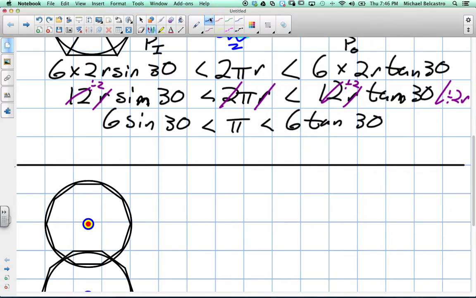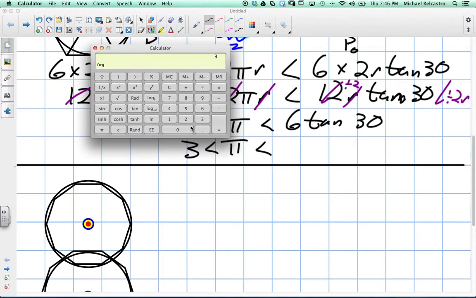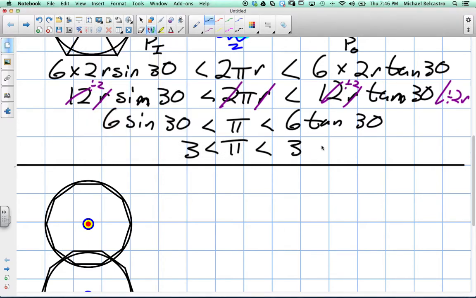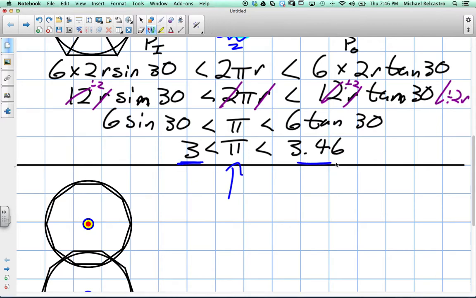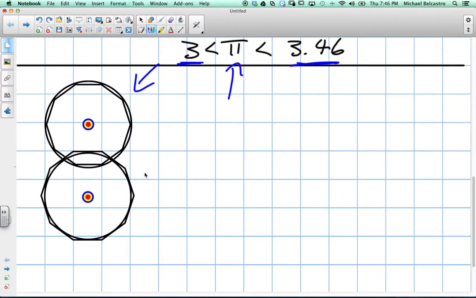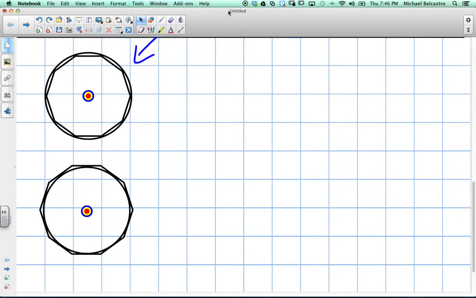Okay, so we know pi is greater than 3, and what is it less than? Well, it's also less than tan 30 times 6, which is 3.46. Okay, so we already know that pi is between these numbers, and these are pretty far away from it. So what we're going to do is we're going to get other regular polygons that have more sides to it. And the more sides we add to a regular polygon, the more circular-like it becomes. Okay, so with that being said, we're going to speed up the process.